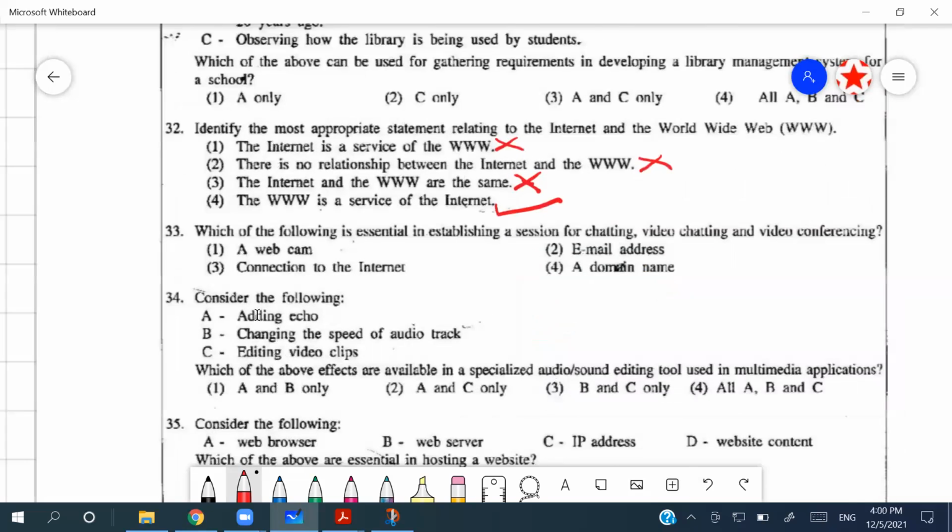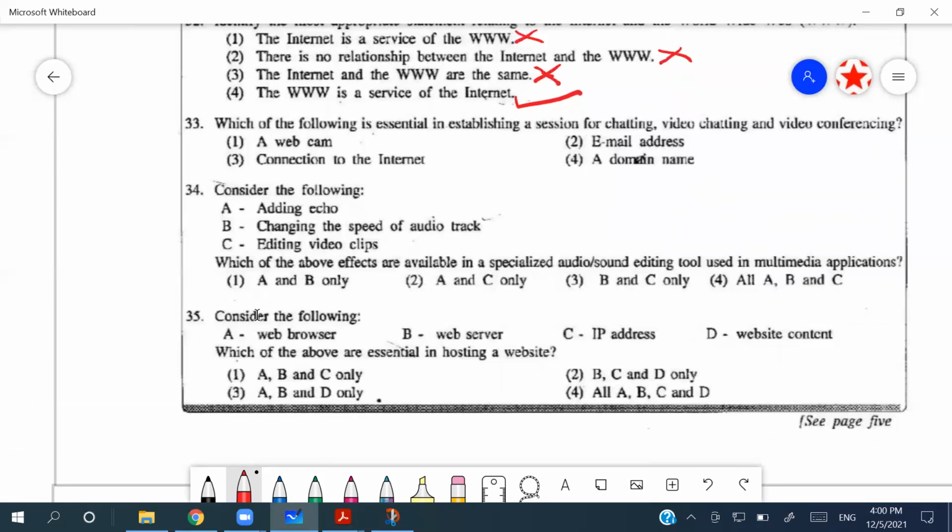35th. Consider the following: web browser, web server, IP address, website content. Which of the above are essential in hosting a website? Hosting means making your website available to the public or to the entire world, right? We can access any particular website only when it is being hosted. So to host, we need a web server. The web server is the place which holds the website. That particular computer is connected to the internet all the time, 365 days, 24 hours. So anyone can come and visit that computer. That is what we call a web server, which contains the website.